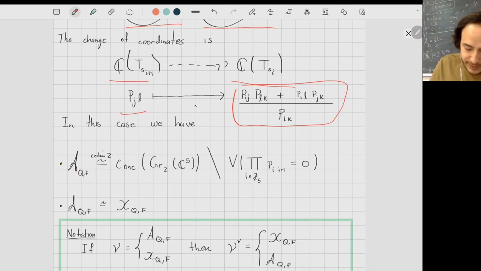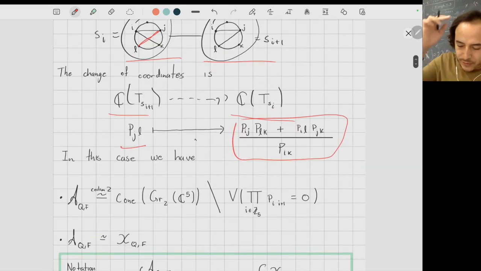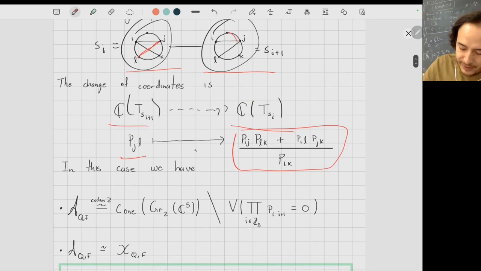And actually, in this case, the A variety associated to this pair QF is going to be, up to codimension 2, the affine cone of the Grassmannian minus a certain divisor. This divisor is just the zero locus of the product of the Plucker coordinates associated to the external edges of my disk.